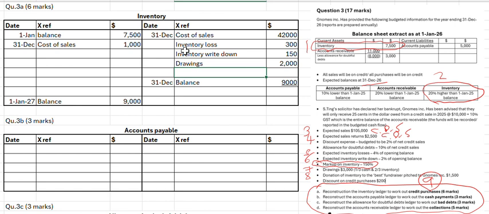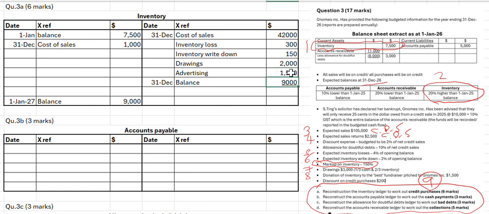And then donation. There's no such account as donations. So we're going to cross-reference this with advertising. This is promoting our business through a bit of PR. And so therefore we've got advertising of 1,500 for point number 8.